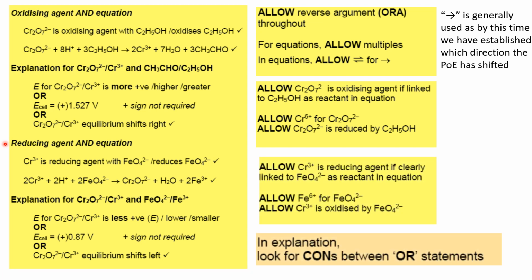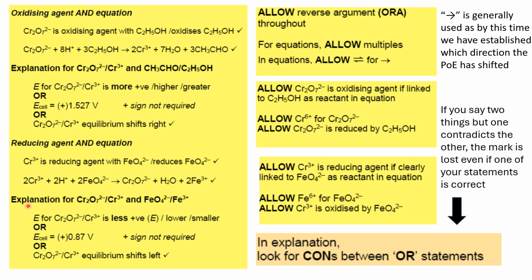Now, one point that's worth mentioning is looking for cons. A con is a contradiction between the or statements. So here's the or statements down here and up here. What they mean really is if you say two things about the same aspect of a reaction, but one contradicts the other, the mark is lost, because overall you're not really making sense, even if one of your statements is correct. It's a bit like in a multiple choice question saying, well, the answer is going to be A, B, C, or D. Well, of course it is. You need to decide which one to choose.